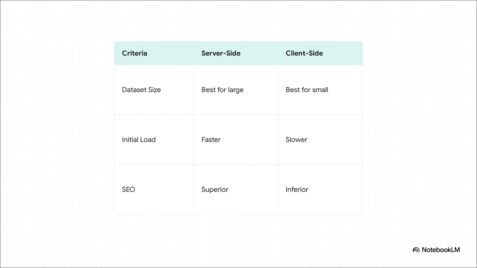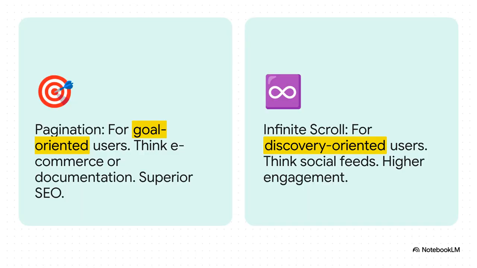Now for the next big decision, and this one is all about the user experience. You have to think about why your user is there. Are they on a mission with a specific goal, like trying to find a specific product on page 3 of your catalog? If so, pagination is your best friend.